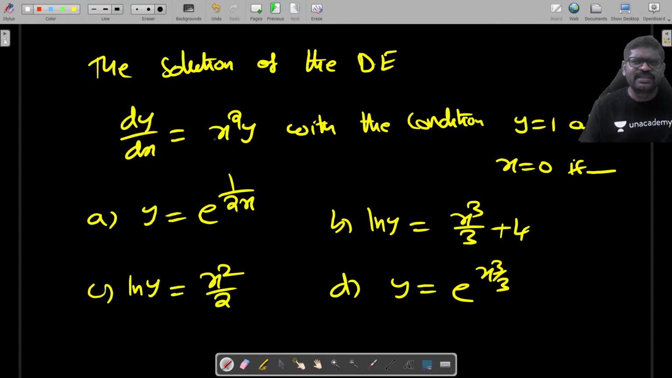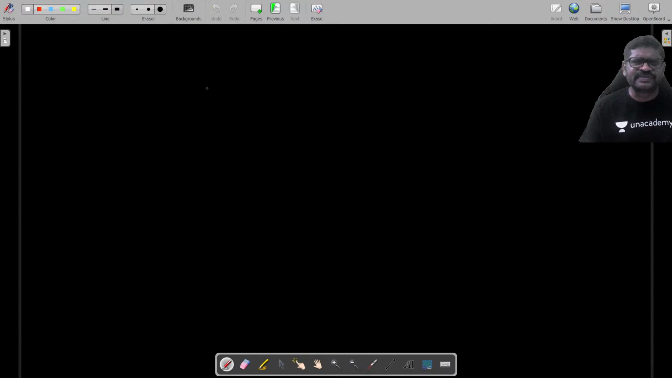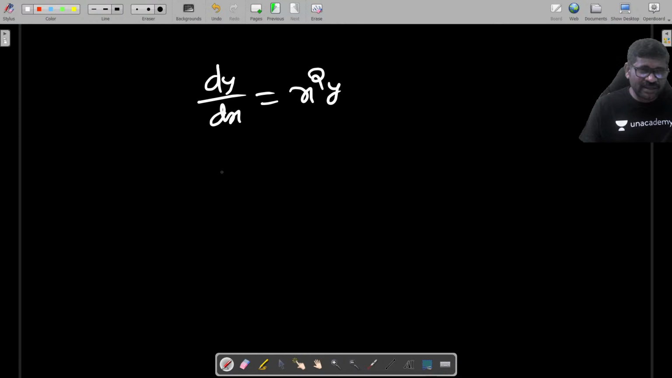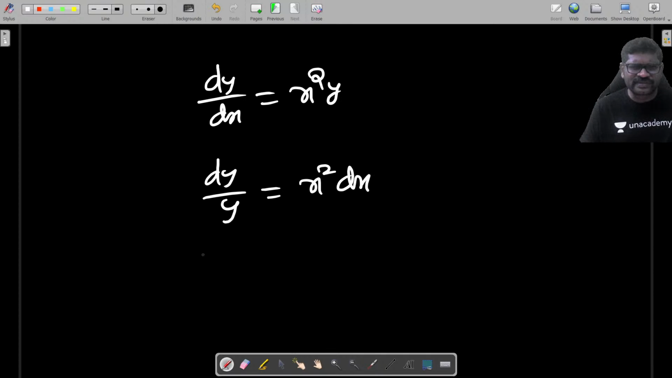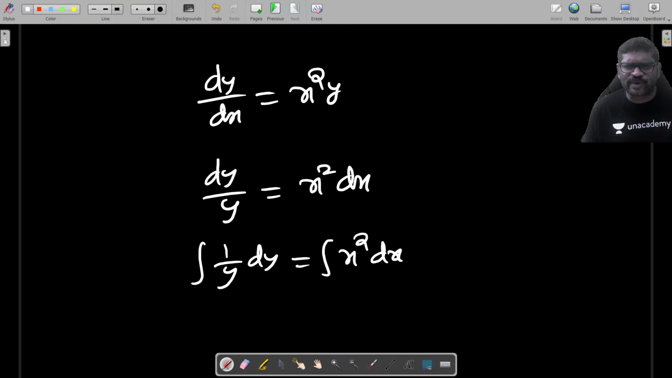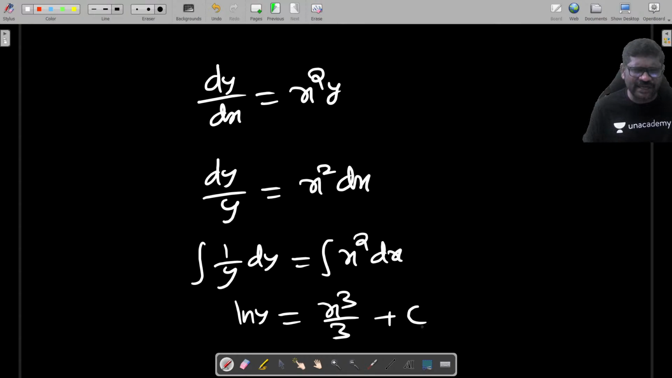Now, the given differential equation is dy by dx equal to x square y. By applying the method of variable separable, dy by y equal to x square dx. Integral 1 by y dy equal to integral x square dx. Log y equal to x cube by 3 plus c.